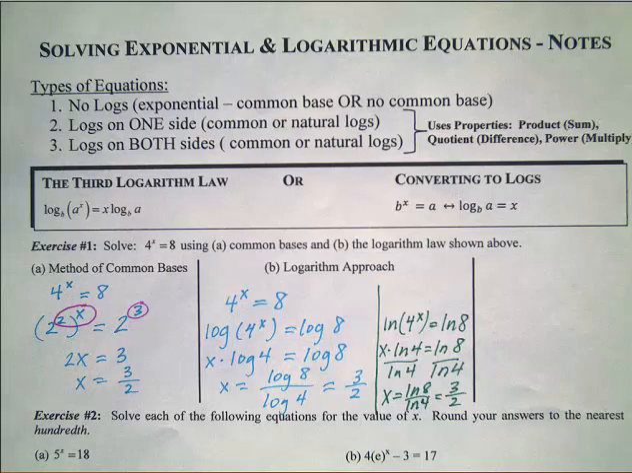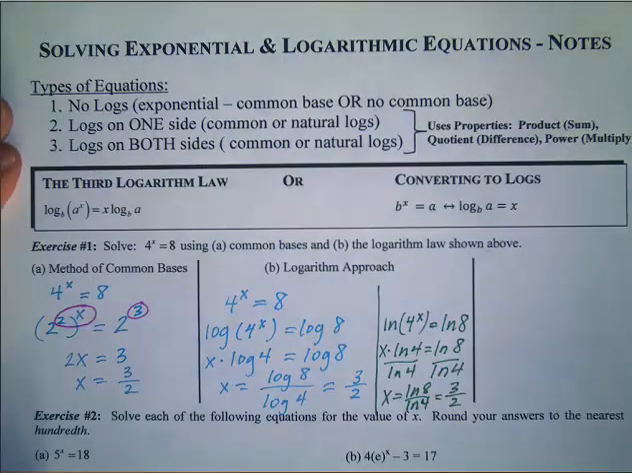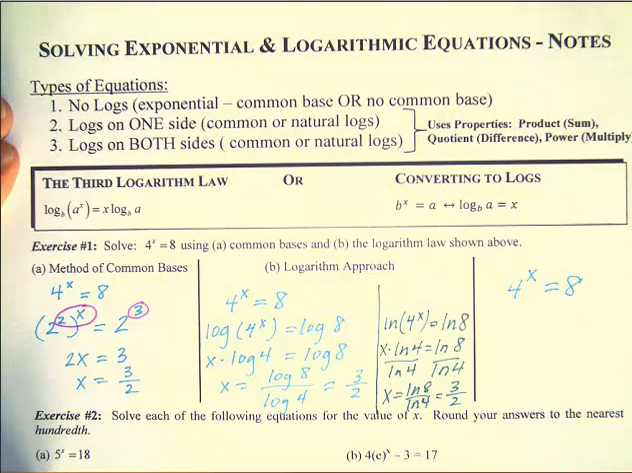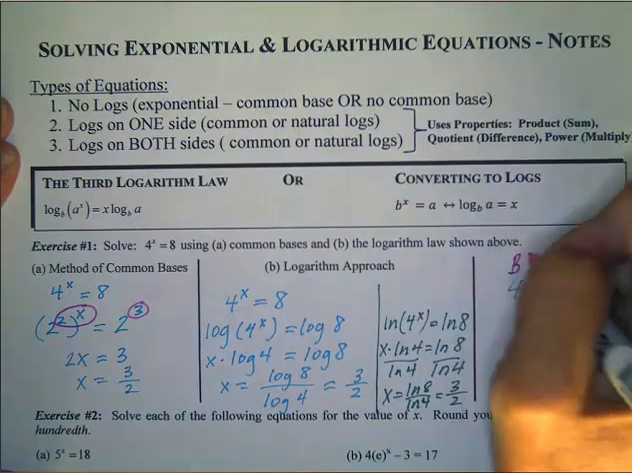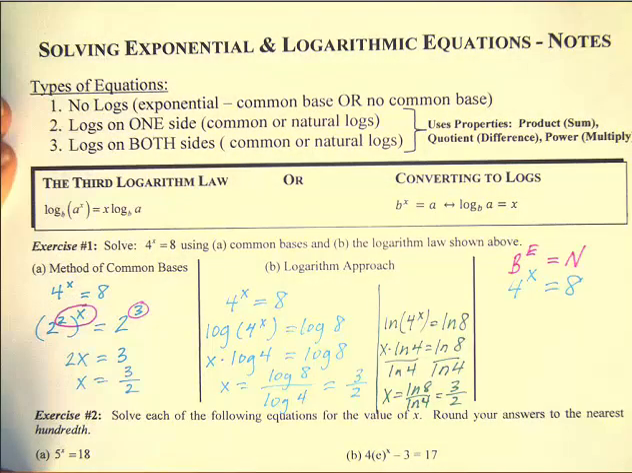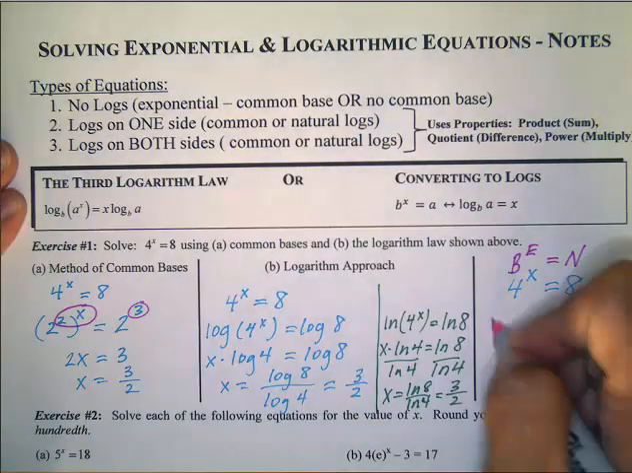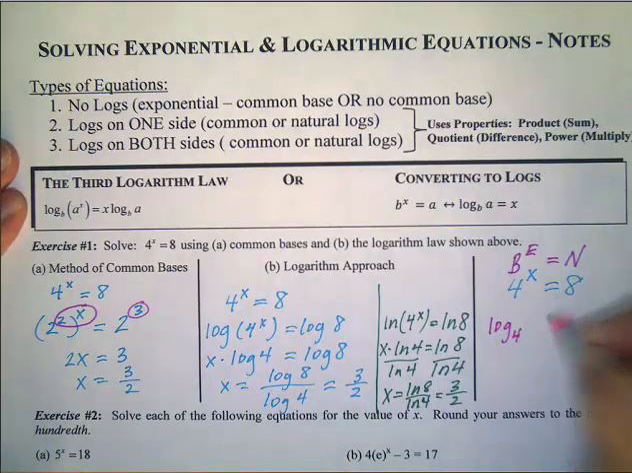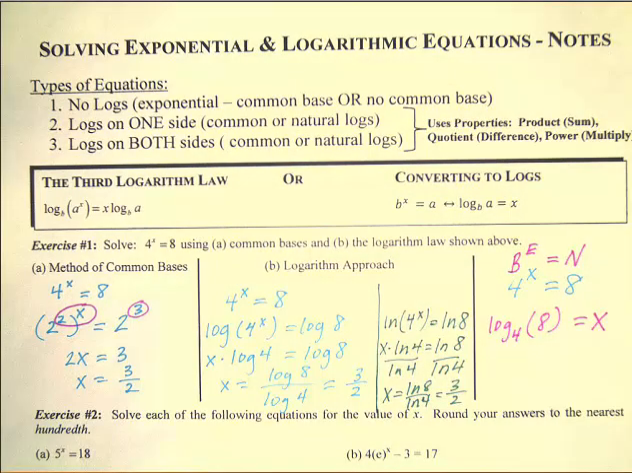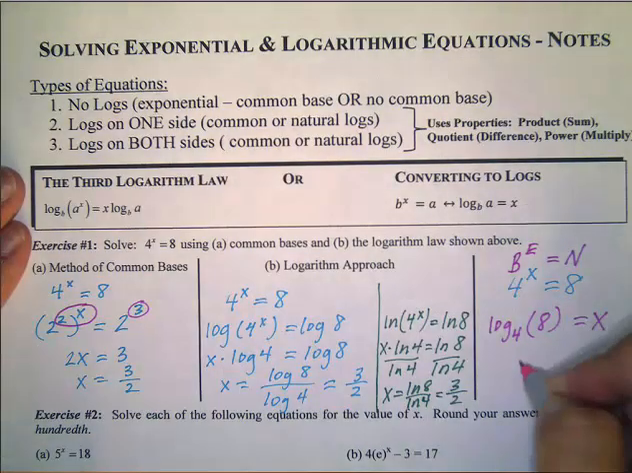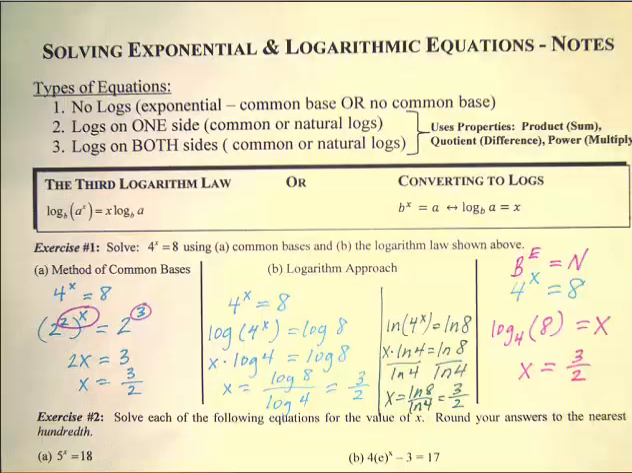All right, our last approach, which is my most favorite and the one that I use most commonly, is to use this converting. So I have 4 to the x equals 8. Well, that should look familiar. That's exponential form. Base to some exponent equals a number. So what I want to do is take my exponential form and write it in log form. So log base 4 of 8 equals x. And all I have to do is put that in the calculator to find the exponent. So 4 to what power equals 8, and x equals 3/2 or 1.5.